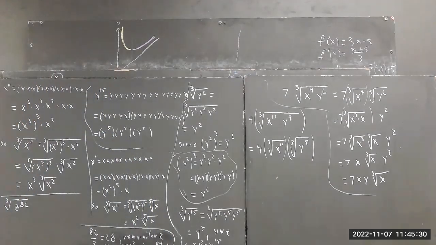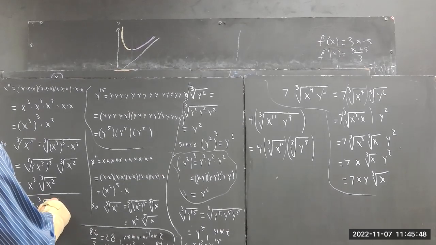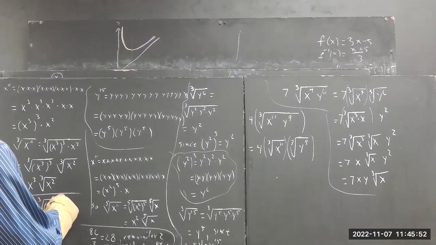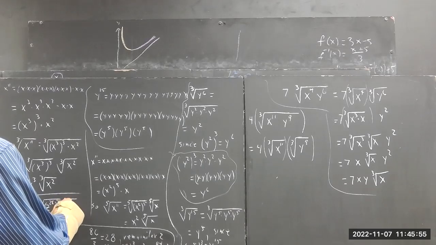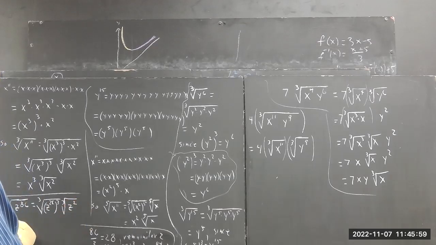So you could even say, okay, there's a rule. I want to do a cube root. I divide that by 3. Find the remainder if there is one. I can say that that's a cube root of z to the 28th cubed times the cube root of z squared, which is just then z to the 28th times the cube root of z squared.